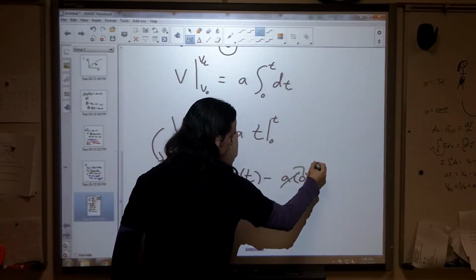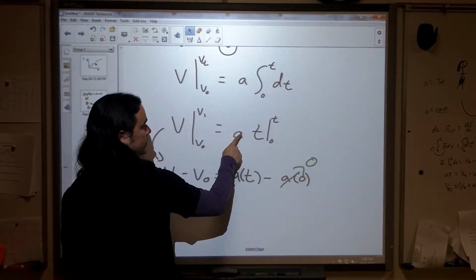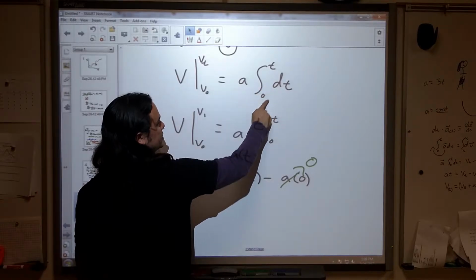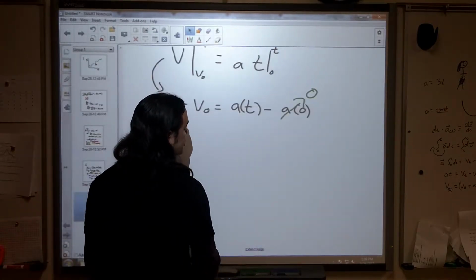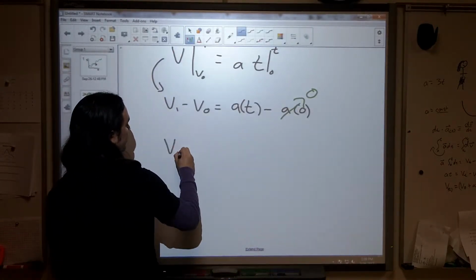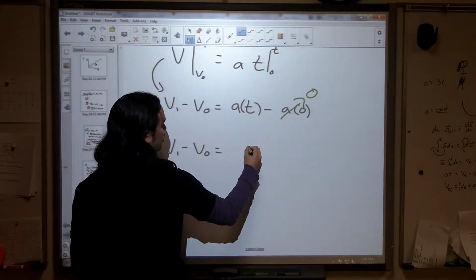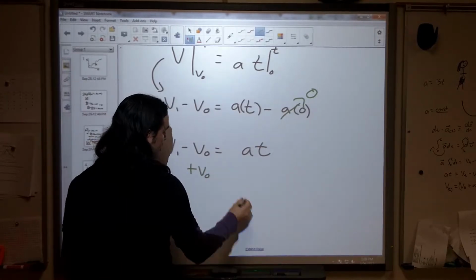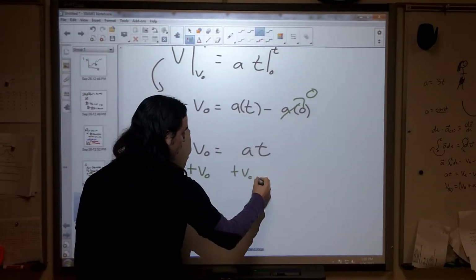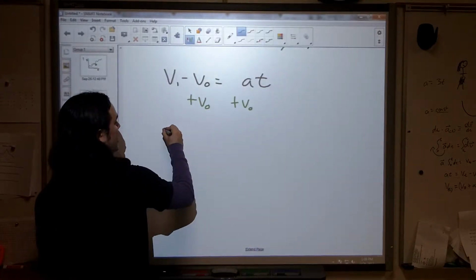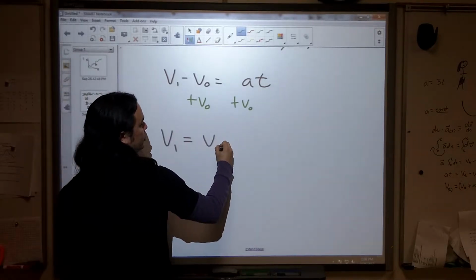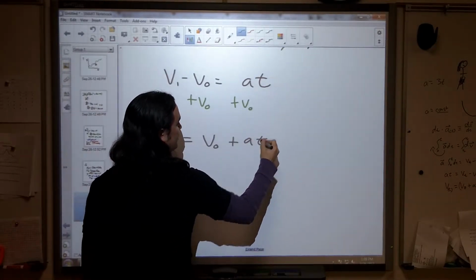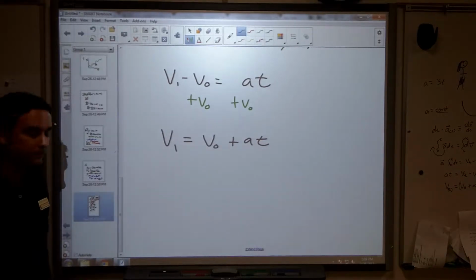Well, this term just disappears into 0. And we can see by assuming that the acceleration is a constant, it comes out of my integral, and we get the following: v final minus v initial equals at. I now add my initial velocity over to the other side, and we have the first equation on your equation sheet.